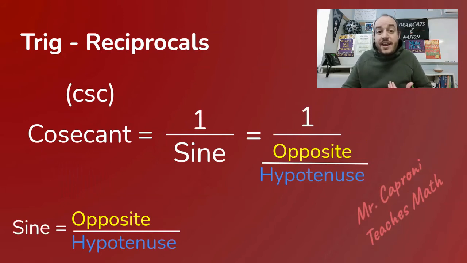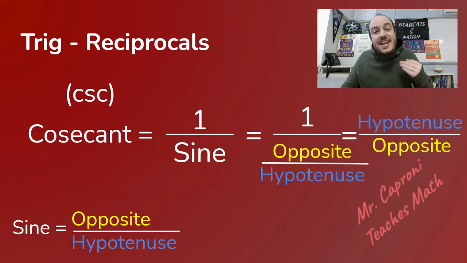Now, if you know anything about dividing fractions, if you divide by a fraction on the bottom of a fraction, you're actually just able to multiply by it flipped upside down, called the reciprocal. So again, we're just going to go ahead and flip that bottom fraction upside down. And when you multiply that by 1, anything times 1 is just itself. So you just end up with hypotenuse over opposite.